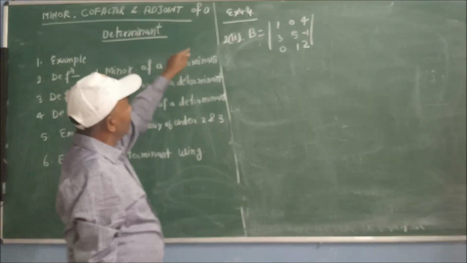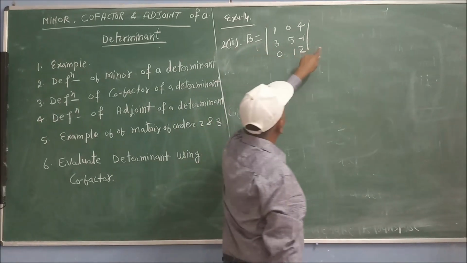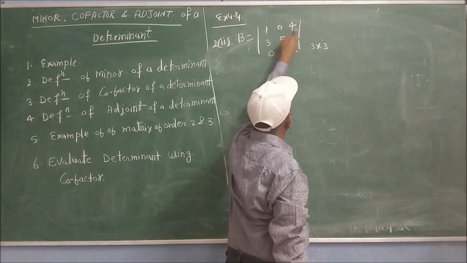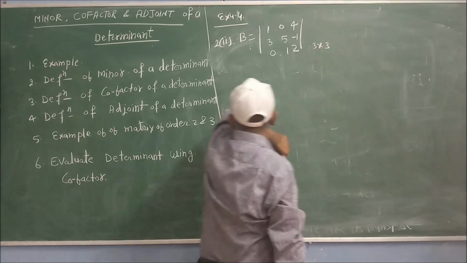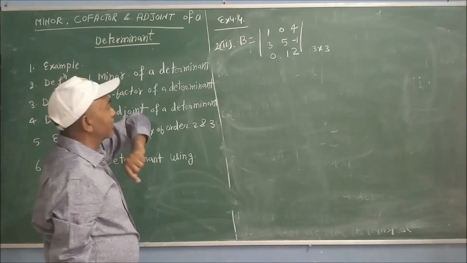Exercise 4.4, question number 2. B is a matrix. It is a 3 cross 3 matrix, order 3 cross 3, and its elements will be 1 0 4, 3 5 minus 1, 0 1 2. We have to find what is the minor, cofactor and adjoint of this determinant.